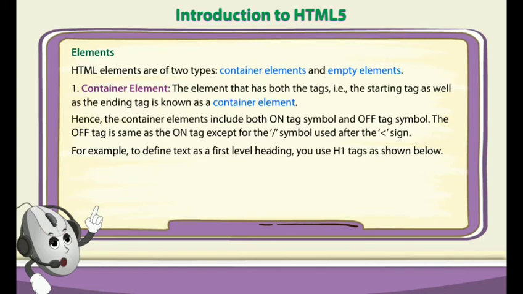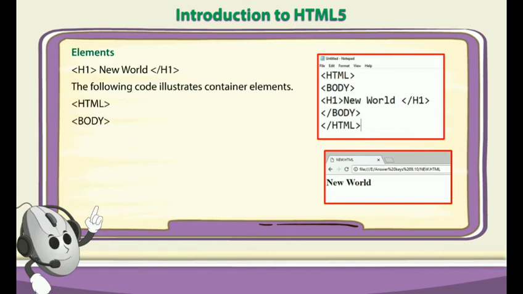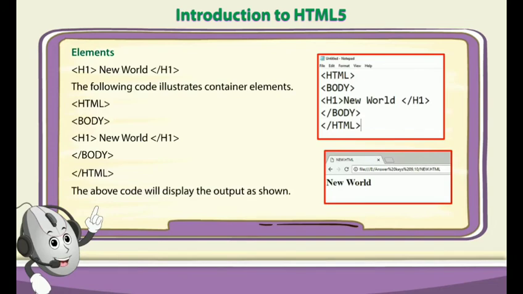For example, to define the text as a first level heading, you use the h1 tag as shown. So here we have <h1> new word </h1>. The following code illustrates the container element: <HTML> <body> <h1> new word </h1> </body> </HTML>. The above code will display the output as shown.